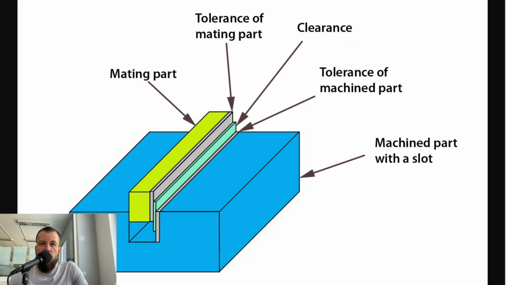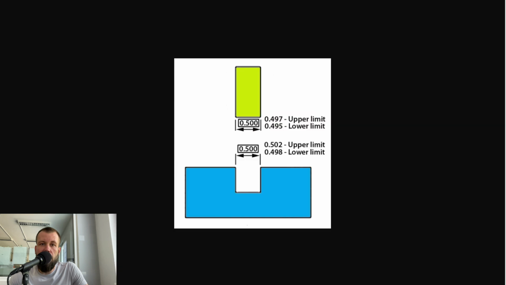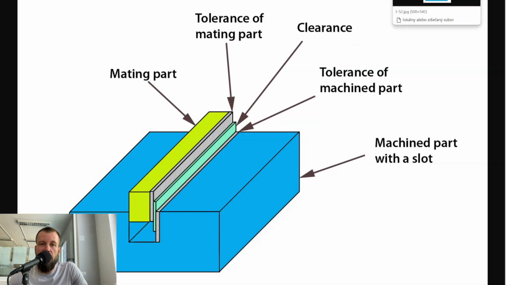Actual size is the actual measured size of the finished part after machining. Limits of size are the maximum and minimum permissible sizes between which the actual size should lie. The larger value for each part is the upper limit, and the smaller value is the lower limit. Allowance is the minimum clearance or maximum interference between parts, or the tightest fit between two mating parts.